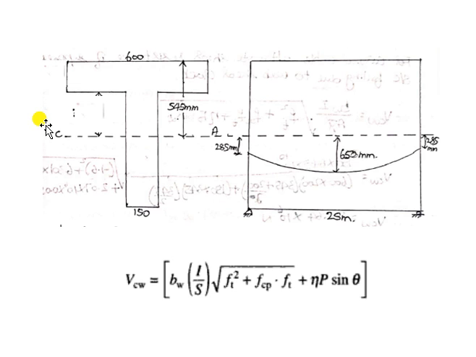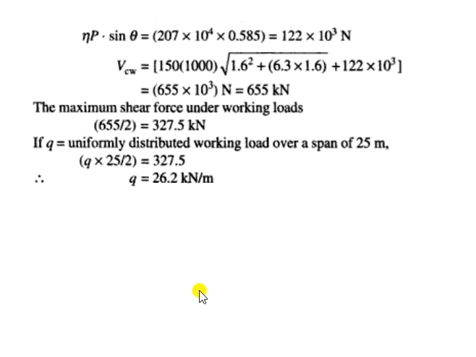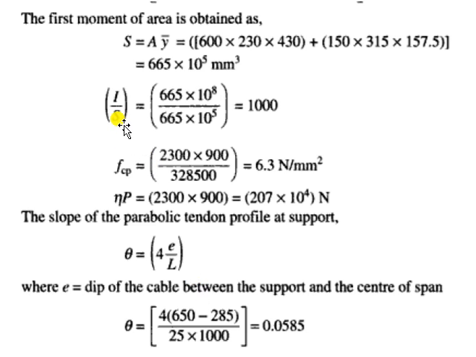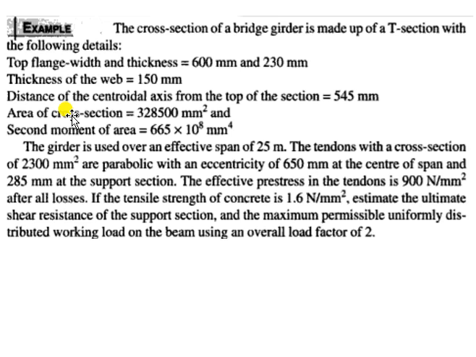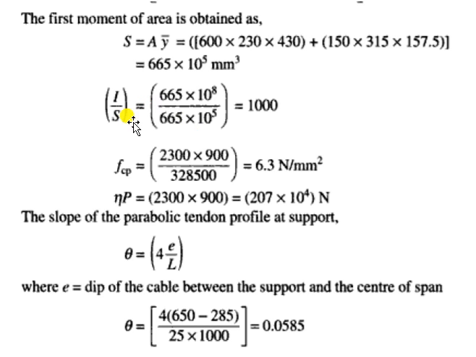So I by S, so this term I am calculating moment of inertia by second moment of inertia. I by S is equal to 665 into 10 to the power of 8 divided by 665 into 10 to the power of 5. So this we have calculated, and moment of inertia is given in the question. Second moment of inertia is 665 into 10 to the power of 8. So I by S is equal to 1000.